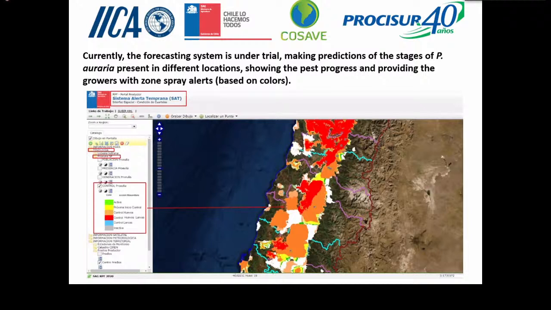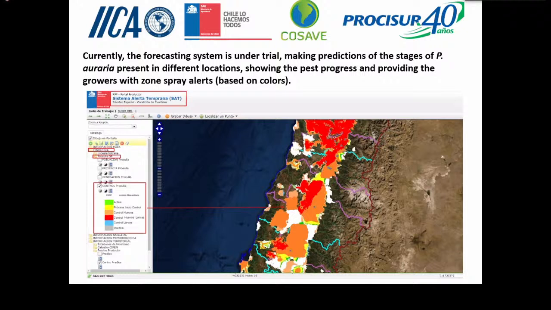So this leads to the development of early warning systems that Dr. Scapia is going to speak about later on. But these systems are truly interesting for users, for farmers, for technical experts, because Chile, through its SAG, has a system where users are able to visualize how the pest of interest develops.